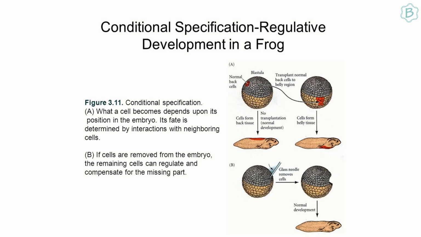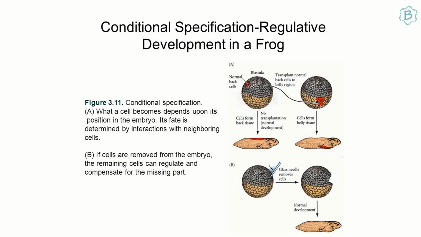But when we transplant the back cells to the belly region, the cell will be at the belly region. So what a cell will form depends on its position in the environment, where it is present. In the first case, it is present in the back, so it forms in the back. In the other diagram, where it is transplanted to the belly region, it will form in the belly region.